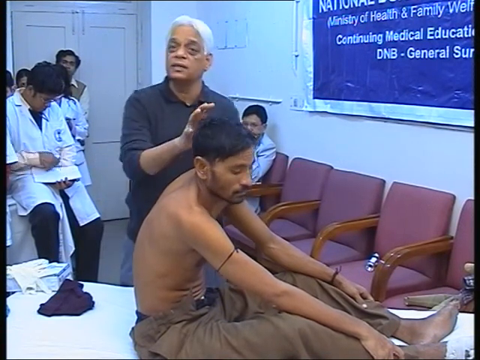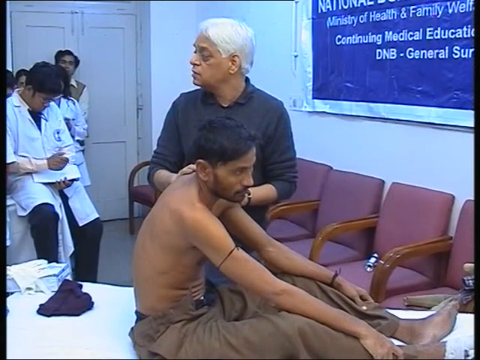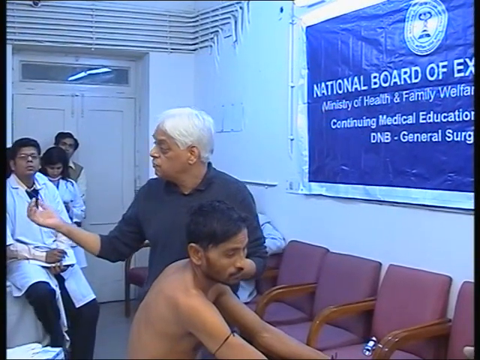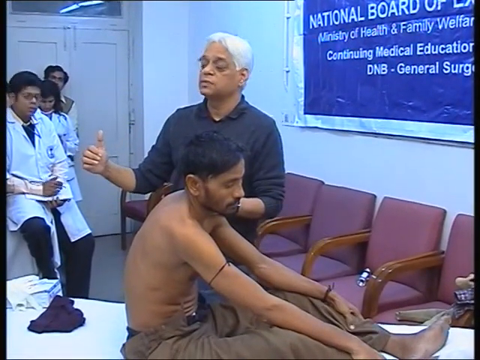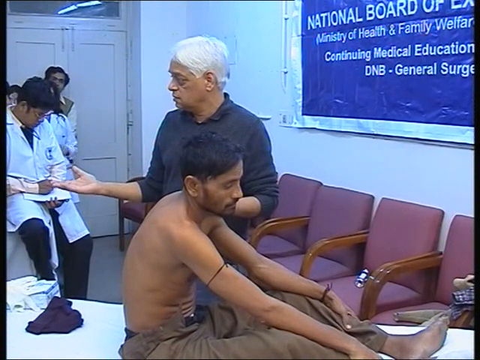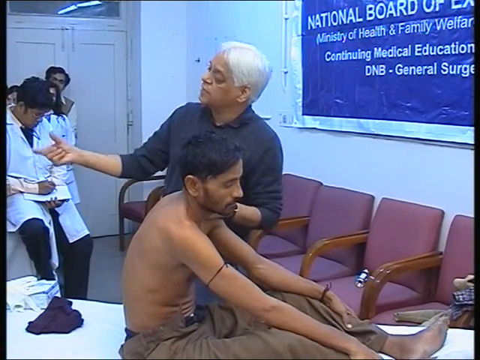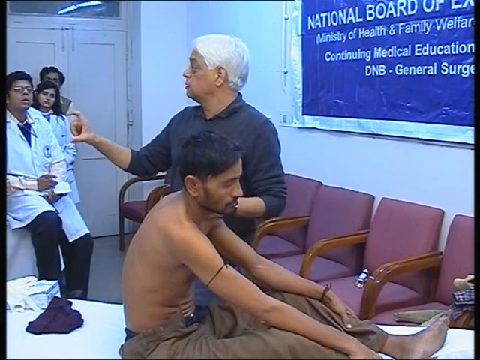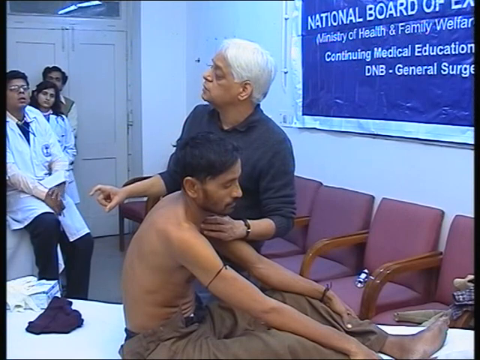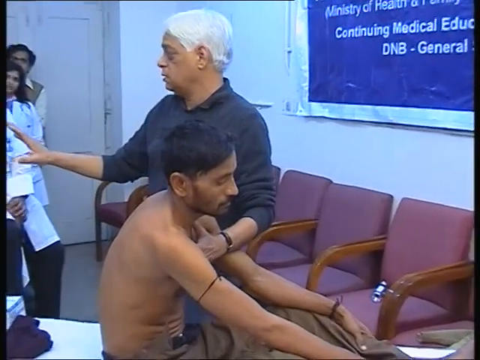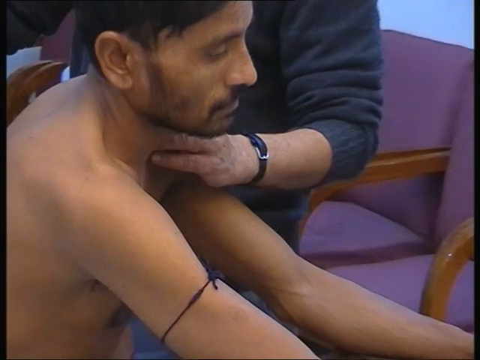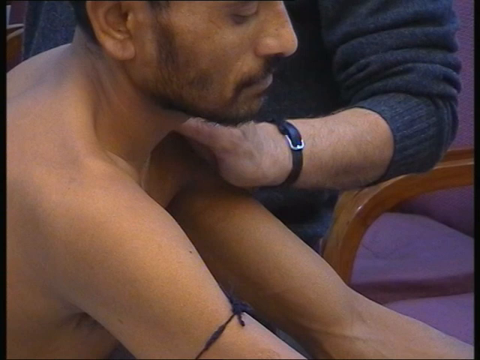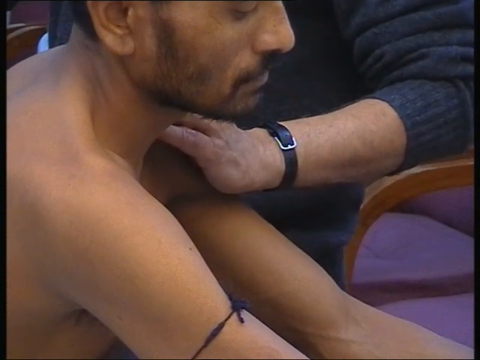Now axillary artery is nothing but a continuation of subclavian artery. At the outer border of first rib, the subclavian artery becomes axillary artery. Now subclavian artery itself has got three parts: first part, second part, and then third part. The first part is intrathoracic and cannot be palpated. The second part is behind the scalenus anterior, so you can't palpate it. It's only the third part that is palpable.